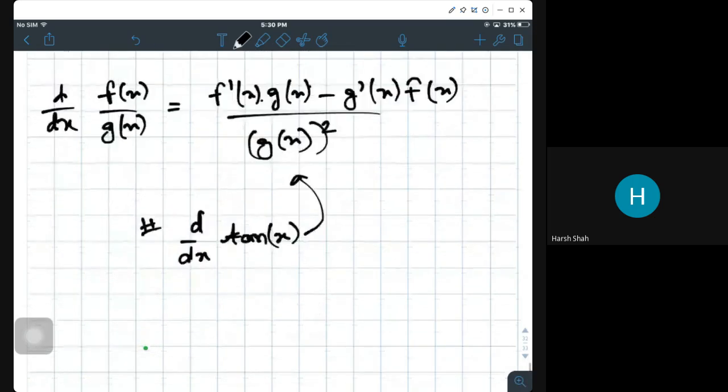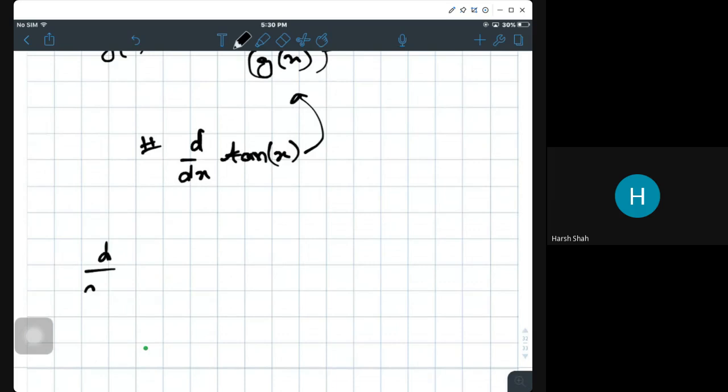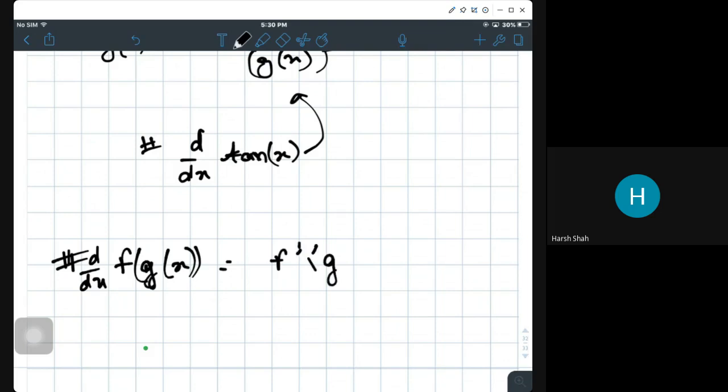If not, try this d by dx of... Okay, yeah, I missed the chain rule. Very important, chain rule. f of g of x. If you are asked to differentiate this, you first differentiate the outer function, keeping the inner one as it is. Then you differentiate the inner function. Okay? This is chain rule.